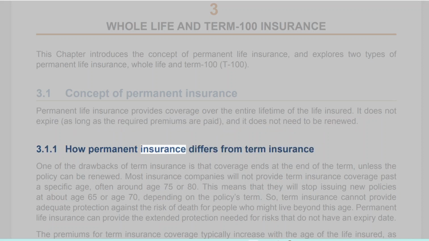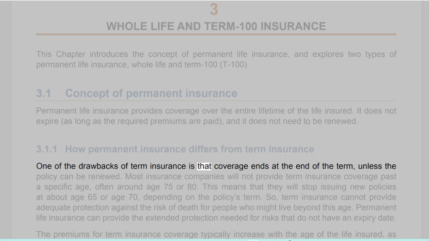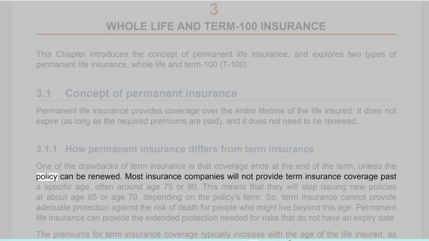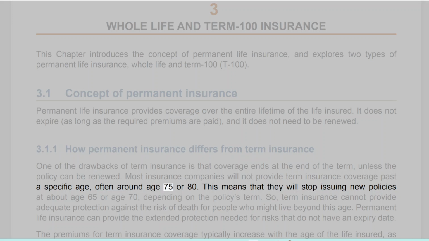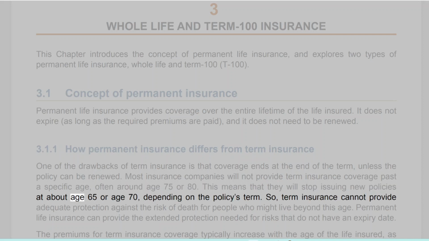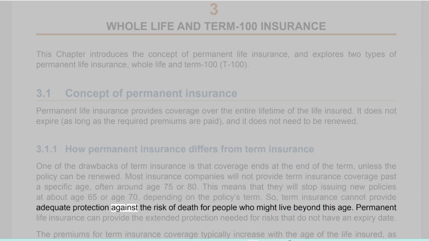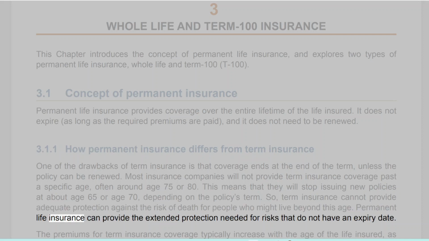3.1.1 How permanent insurance differs from term insurance. One of the drawbacks of term insurance is that coverage ends at the end of the term, unless the policy can be renewed. Most insurance companies will not provide term insurance coverage past a specific age, often around age 75 or 80. This means that they will stop issuing new policies at about age 65 or age 70, depending on the policy's term. So, term insurance cannot provide adequate protection against the risk of death for people who might live beyond this age. Permanent life insurance can provide the extended protection needed for risks that do not have an expiry date.